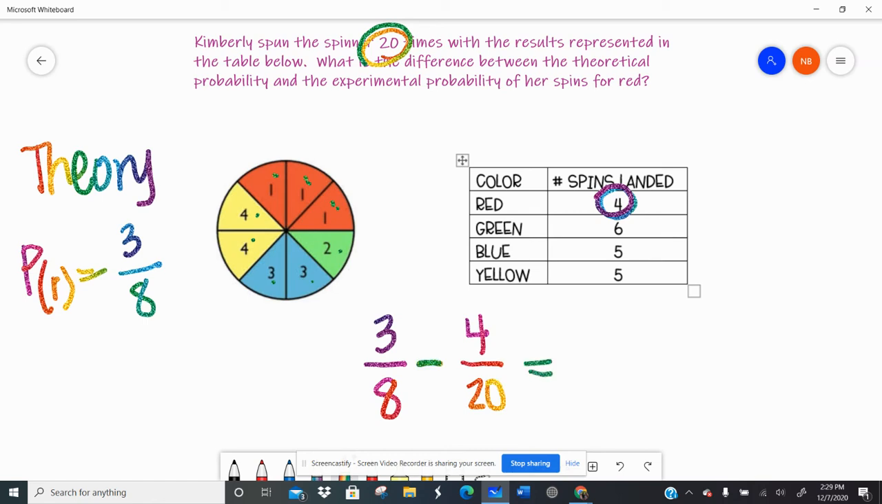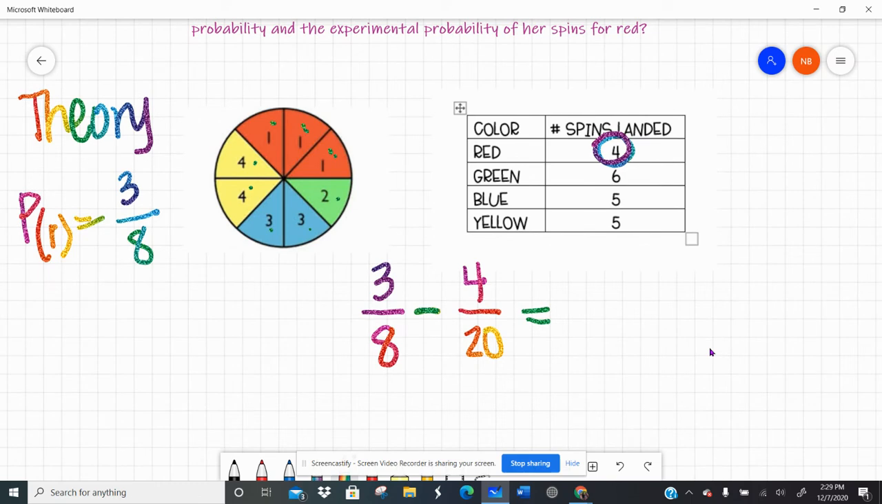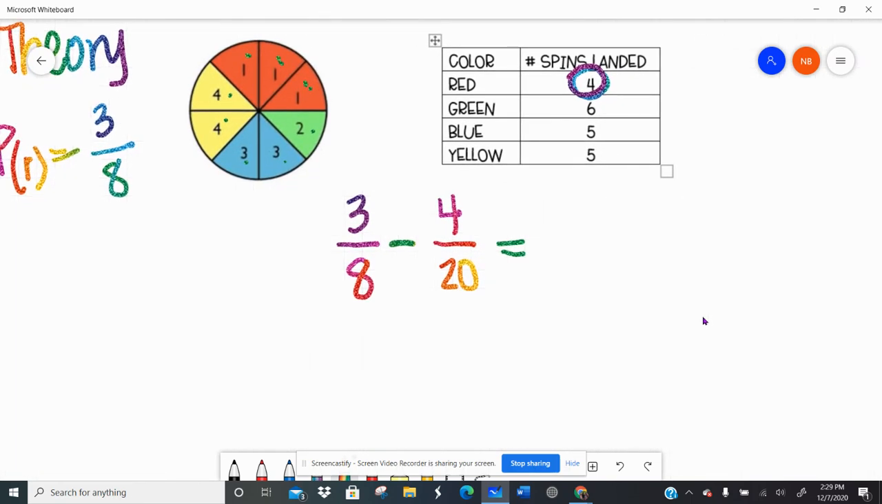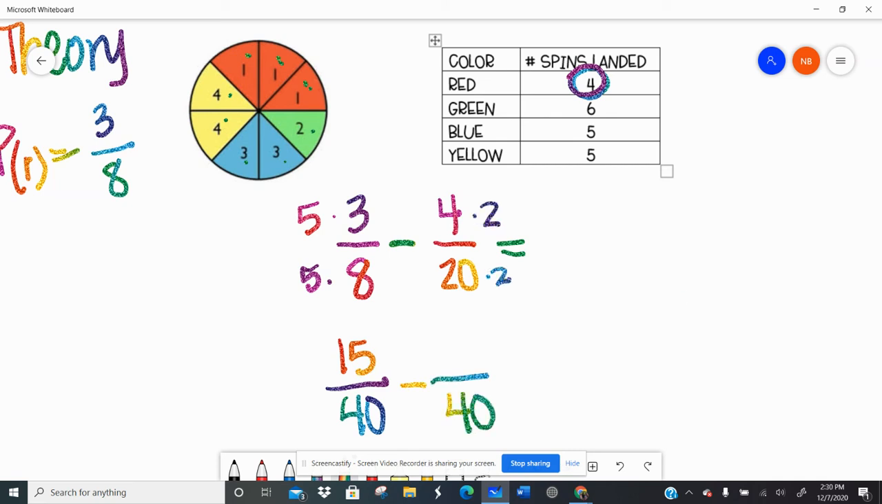All right. Okay. So we need a common denominator. What we could do, we could make these percents and then subtract the percents. Or we could keep them fractions and find common denominators and do all that fun stuff. Let's keep them fractions just to kind of get going with what we need to do. All right, so least common denominator probably would be 40. 8 times 5 is 40, so I multiply the top by 5 to get 15. 40 here, that's times 2, so I multiply that by 2. And 15 minus 8, well, you know that one is 7.